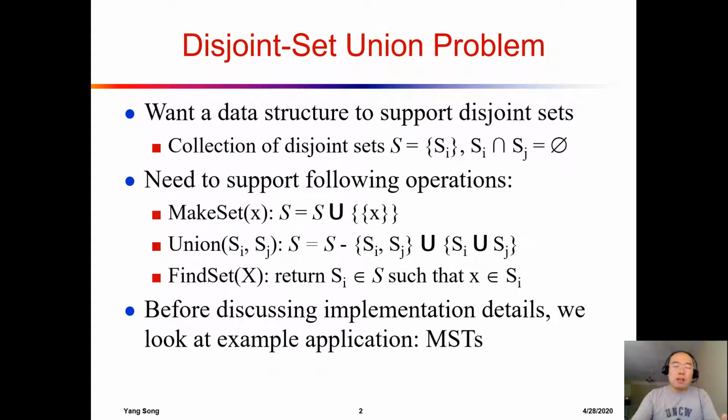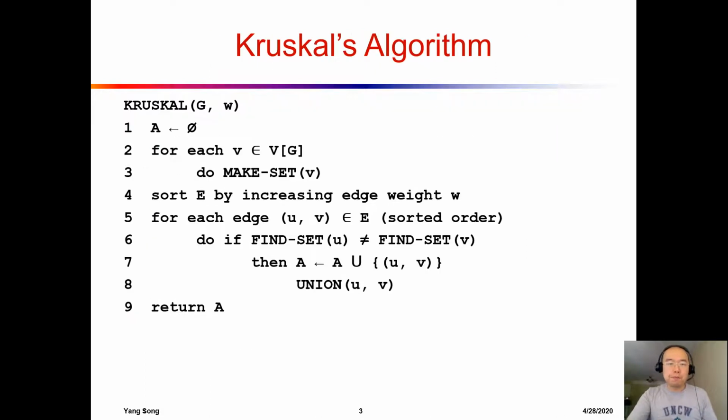So we are not talking about the real implementations. We are going to do that later in this course, and we are going to just use the disjoint set as the basis to discuss another minimum spanning tree algorithm. Okay, that is Kruskal's algorithm.